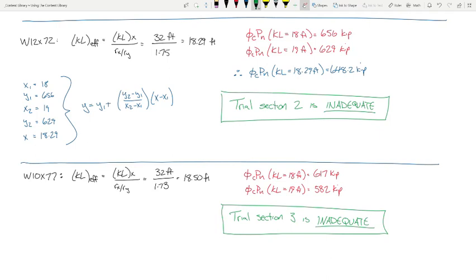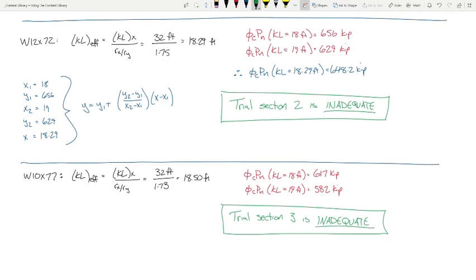Now, I still think we should analyze that using method one, and I'm going to do that in a second, but does everybody see the option here? If you have multiple options that work, pick the lightest. A common question I might get is, what if none of them work? Go back to table 4.1, pick the next heaviest W14, the next heaviest W12, the next heaviest W10, do the process again, and keep doing it until you get a section that works.